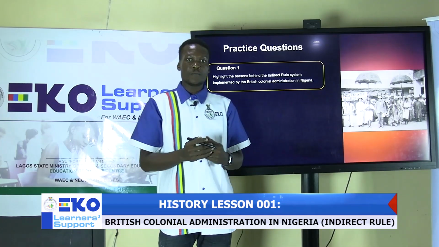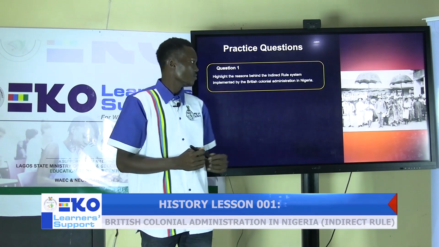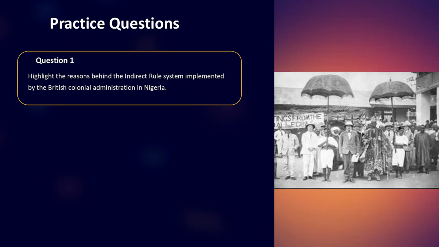Now, practice question. Give the reasons behind the indirect rule system implemented by the British colonial administration in Nigeria.